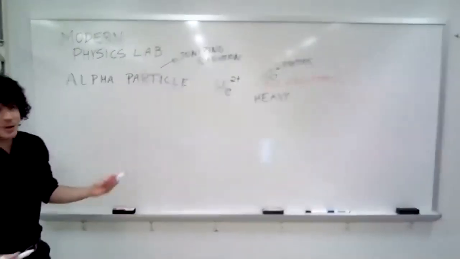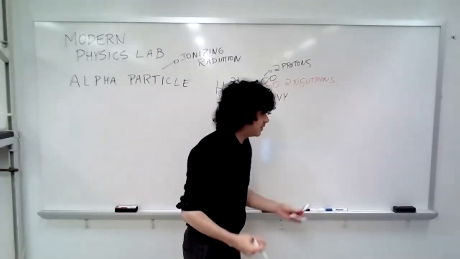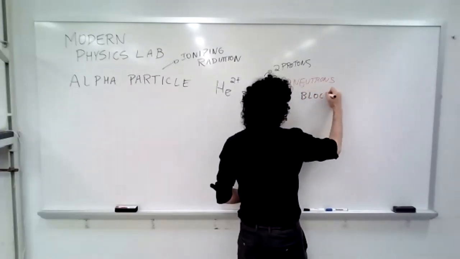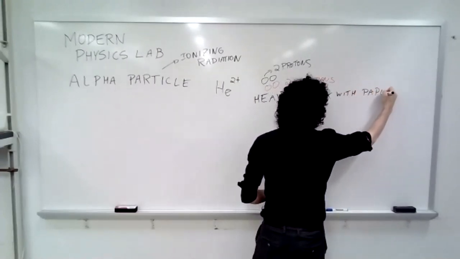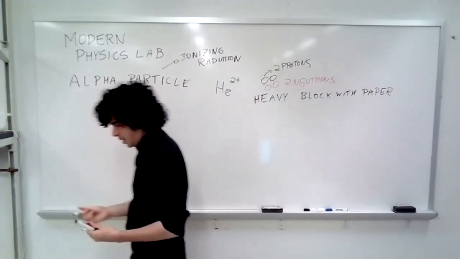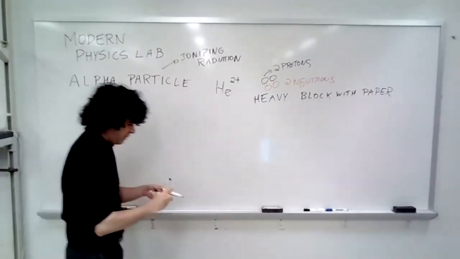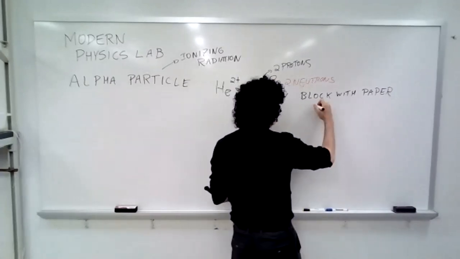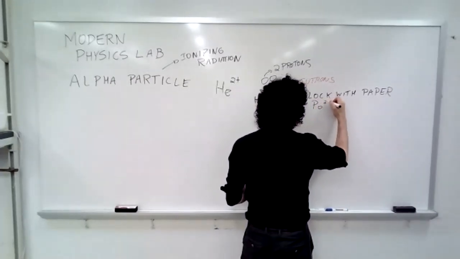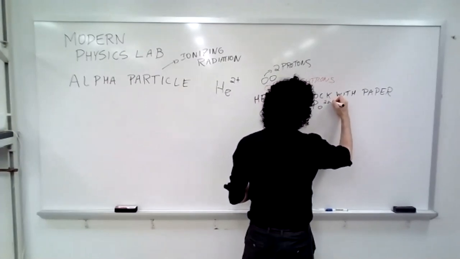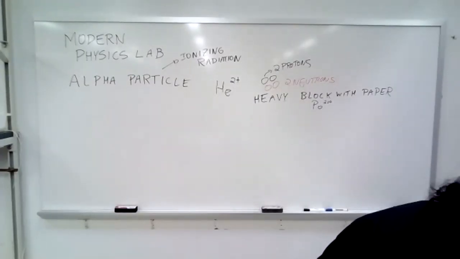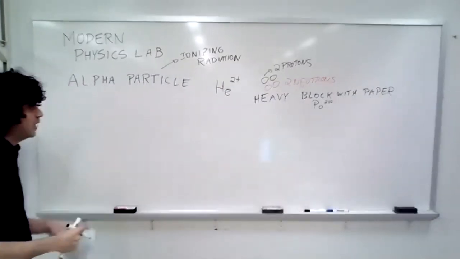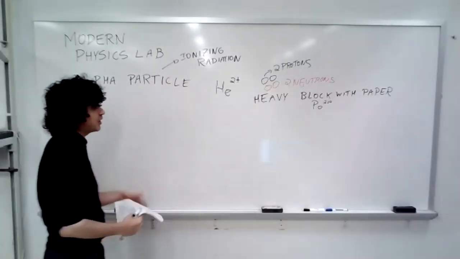And you can block this particle using just a piece of paper. One element that emits alpha particles is polonium. I have to check in my notes because I'm not sure if it's 201 or 210. We always have 210. So polonium-210 emits alpha particles, and then you can block them with paper.